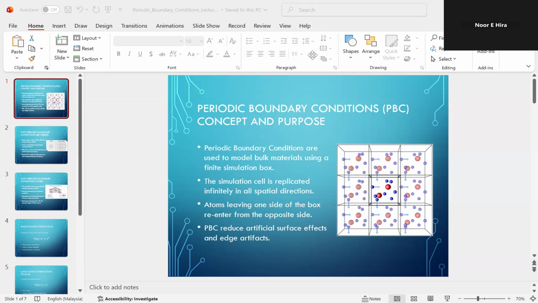In molecular simulation, we cannot simulate an infinite material directly. Instead, we simulate a small box and use periodic boundary condition to mimic the bulk behavior. And this works very well, but it introduces a hidden challenge when interactions extend over long distance.